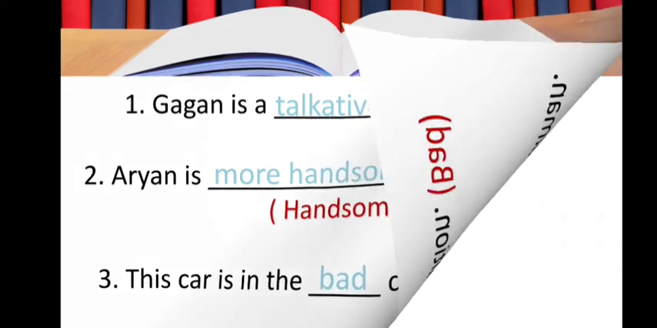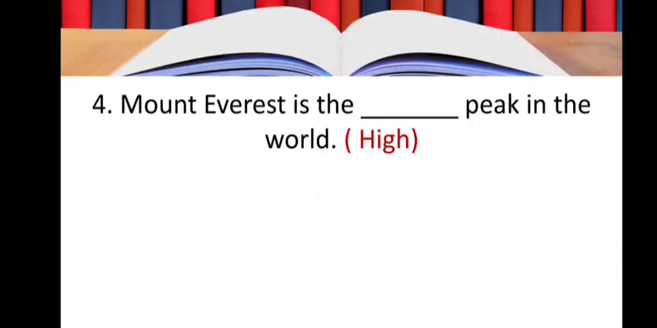The next one is Mount Everest is the dash peak in the world and the adjective given is high. You can see here we have used "the", and you know that "the" is always used with the specific one, so here we will use the superlative degree of adjective and the answer will be Mount Everest is the highest peak in the world.